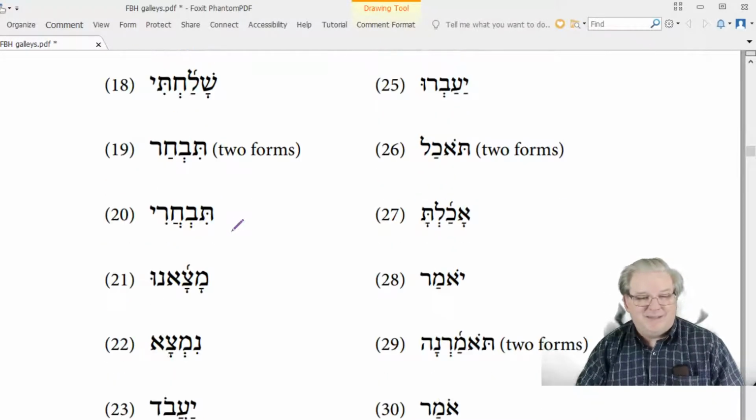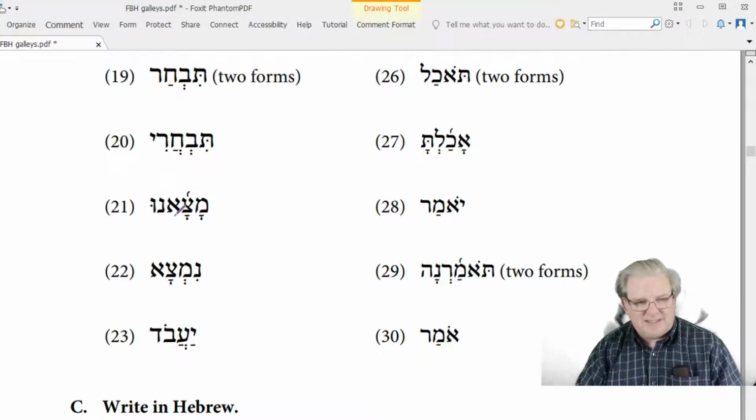Kind of the same thing in 21 and 22. It's the same root, as you can see, the mem, the tsade, and the ayin. There's the mem, the tsade, and the ayin. They're the same person, number, and gender. They're different conjugations. The 21 is perfect, 22 is imperfect, or the afformative versus the preformative, right?